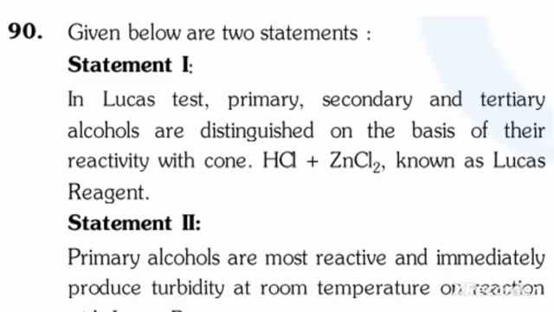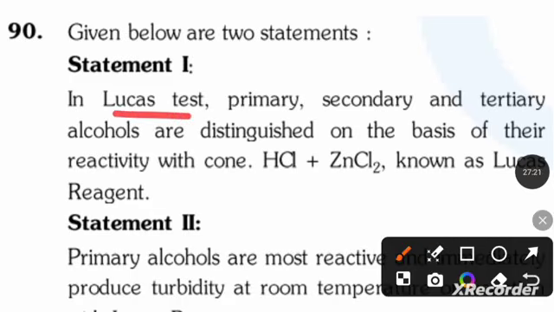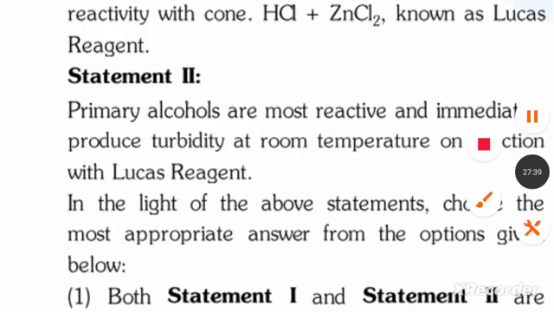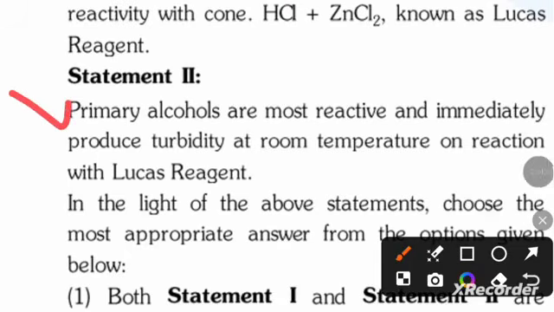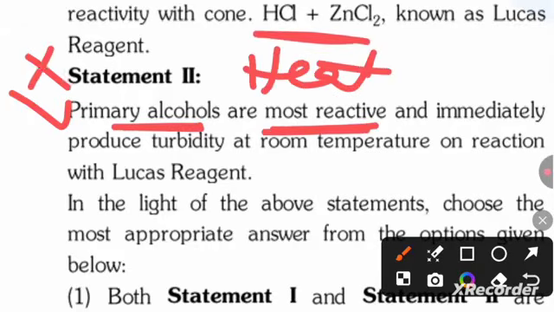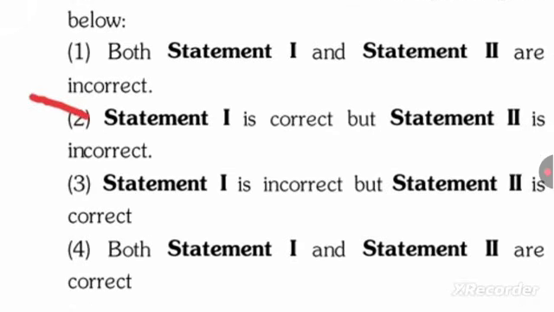Let us go to the first statement. In the Lucas test, primary, secondary and tertiary alcohols can be distinguished on the basis of their reactivity with Lucas reagent, concentrated HCl and zinc chloride. This statement is right because Lucas reagent is used to differentiate primary, secondary and tertiary alcohols. Let us go to the second statement. The second statement says primary alcohol is more reactive. No. Primary alcohol will react with Lucas reagent only after heating. So statement 2 is wrong. Accordingly, statement 1 is correct and statement 2 is incorrect.